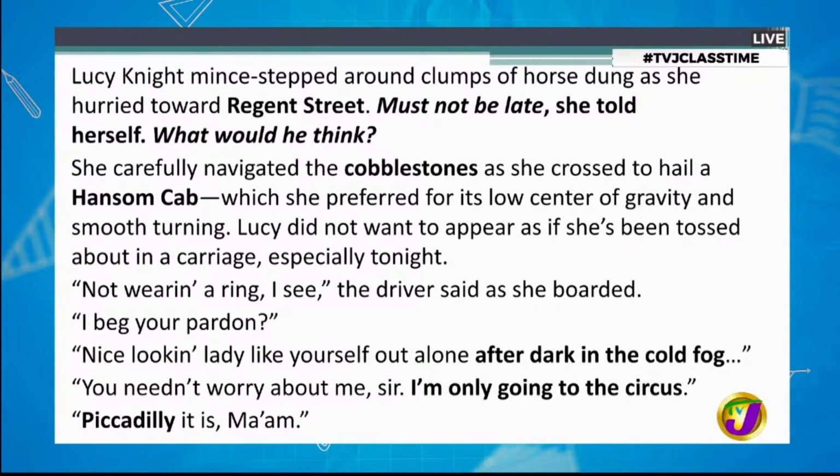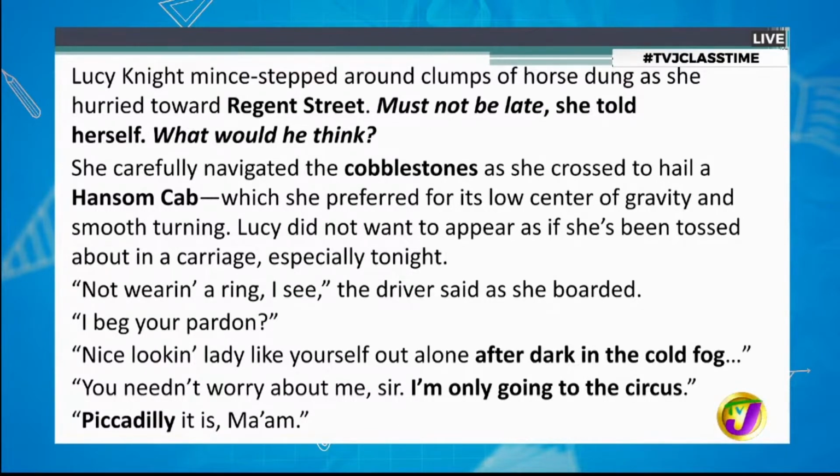So we know it's after dark and in a cold fog. Again, that is something that is expected in a particular place. And then she says she's going to a circus. So we're getting little details as we read through. And then the driver answers Piccadilly. So we know it's Regent Street. She's going to the circus in Piccadilly.